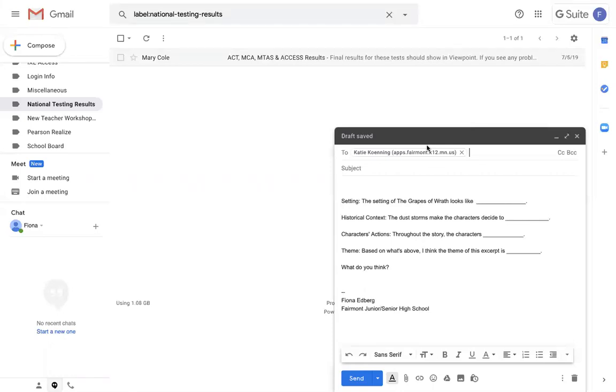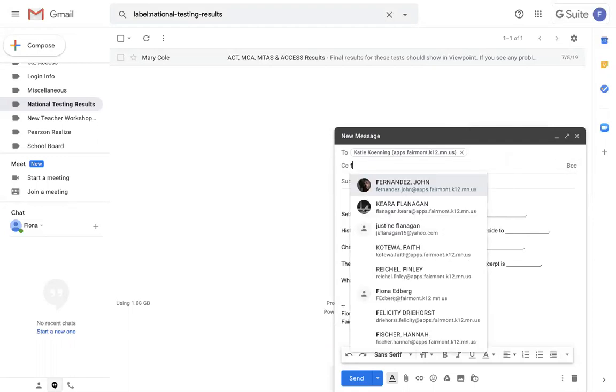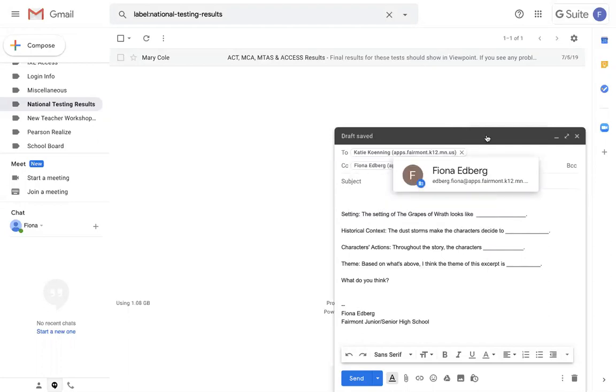But the other part of this that's very important is that you CC me in this email. And that means that I can see what you sent. That's really important because otherwise I don't know that you did this assignment. So make sure you click CC and put in my email. So you just type in my name, my address should come up right here. You absolutely have to do that so I can see that you did the assignment.